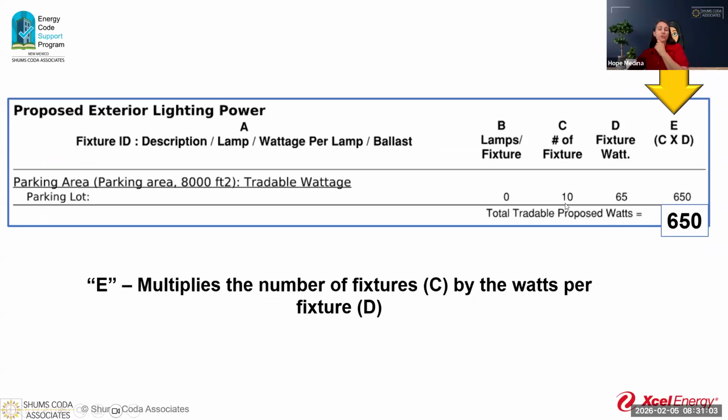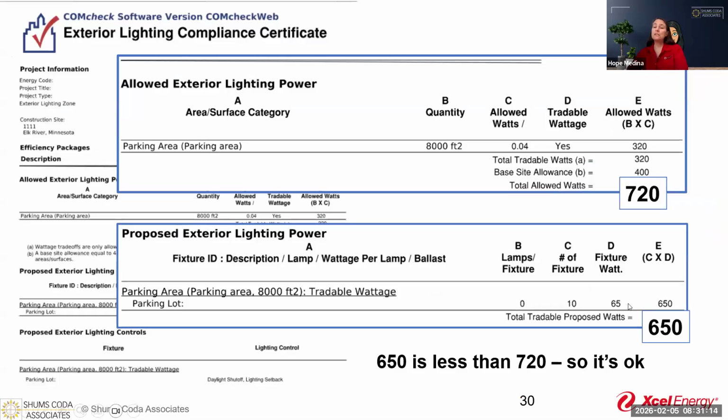We're going to have 10 fixtures. Each of those fixtures has a wattage of 65. So when you multiply that, you have 650 watts. The 650 watts is less than the 720 watts. And because it's less than what you're allowed, at that point, it would be okay.